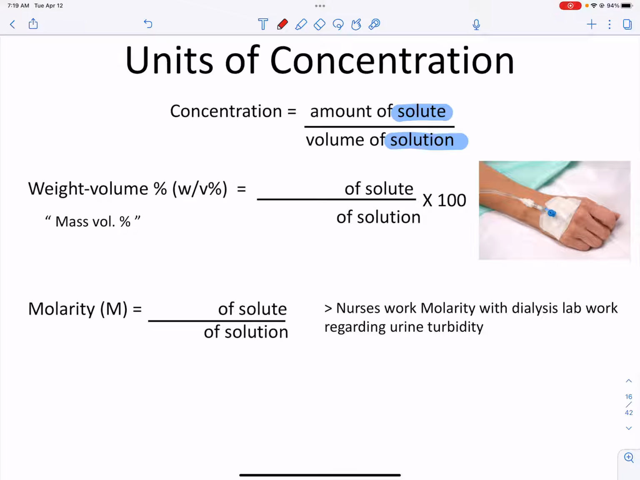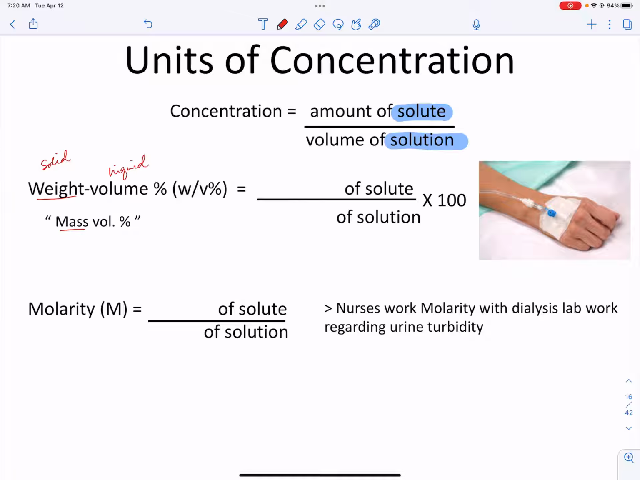So the first one is known as a weight volume percent. We can convey concentration via a percent. So you could have a 20% sodium chloride solution or a 20% glucose solution or something like that. So notice that weight is a unit of mass. Obviously, volume is going to have units like milliliters and liters. And this makes sense when you have a solid dissolved in a liquid.